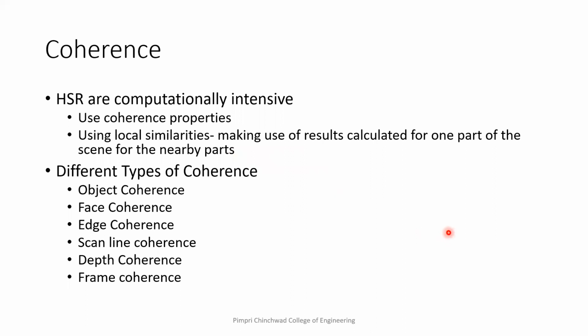So if I am determining for this particular pixel position, using the incremental method, I will be determining the visibility of the next pixel position. So that is the idea of coherence, and mostly image space methods are used in real life. There are different types of coherences, basically 6 types. One is the object coherence, another is the face coherence, another is the edge coherence, next one is the scan line coherence, next one is the depth coherence, and finally the frame coherence.